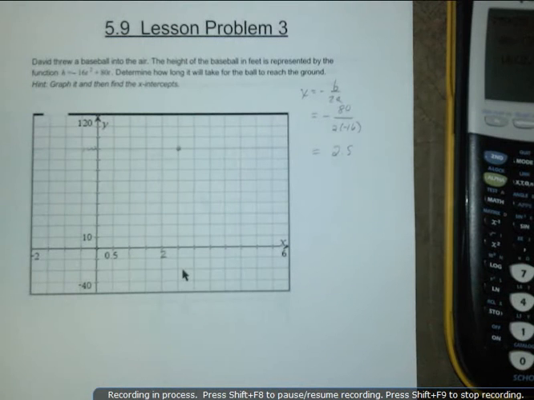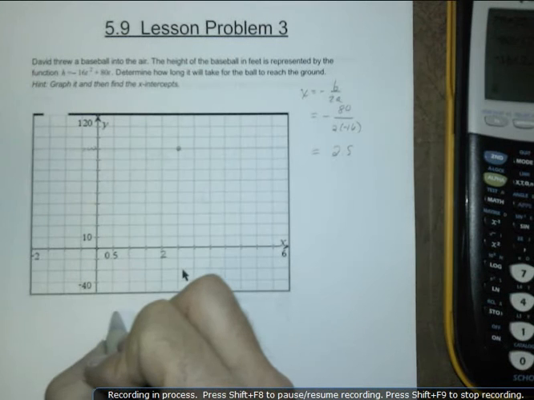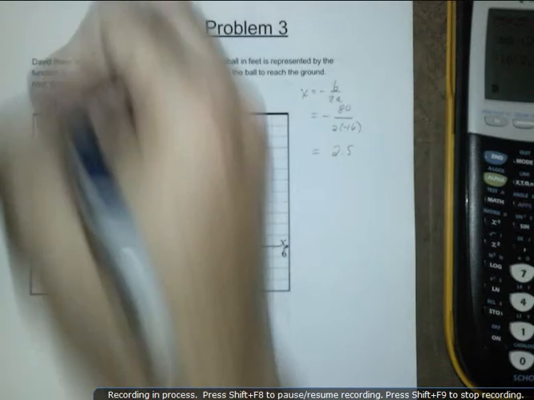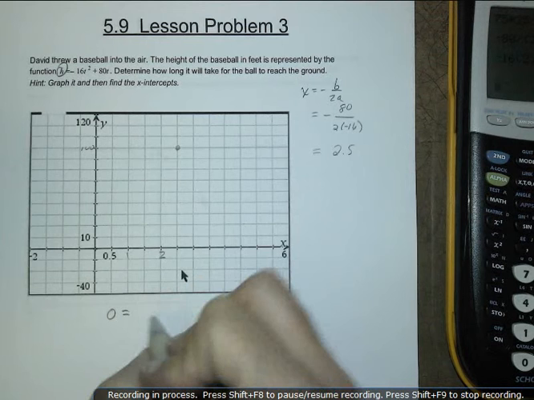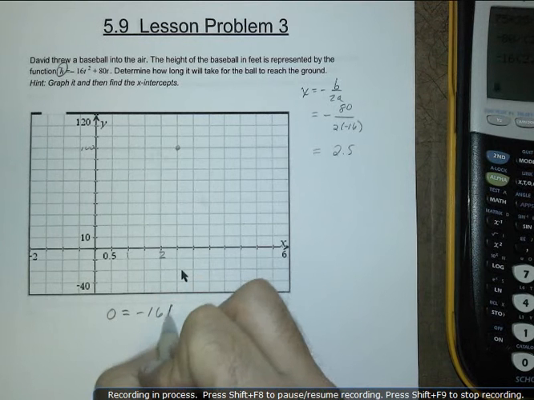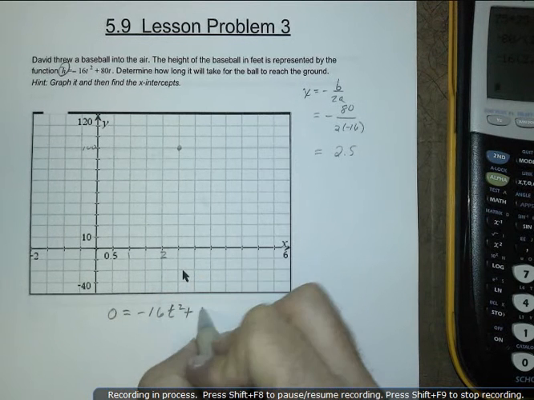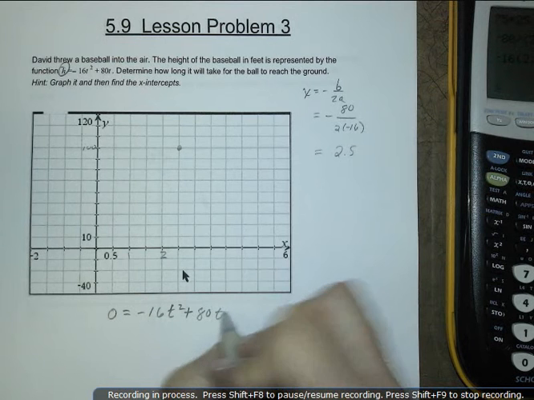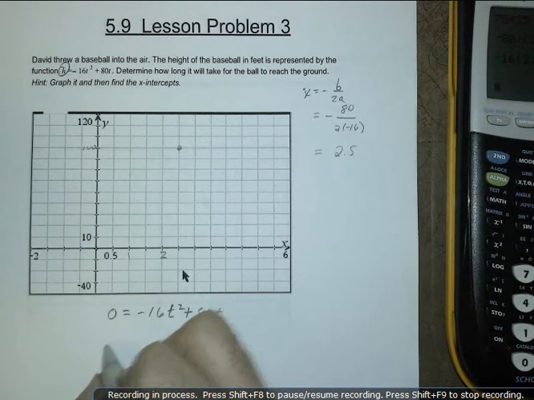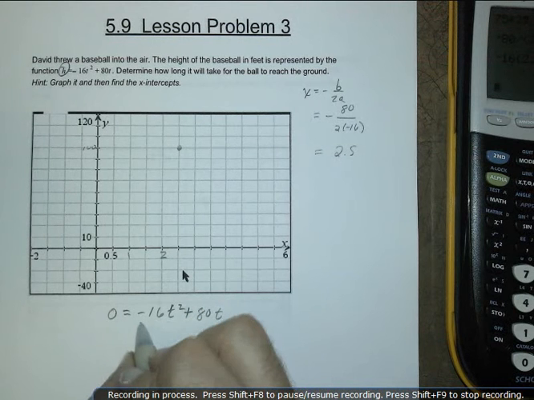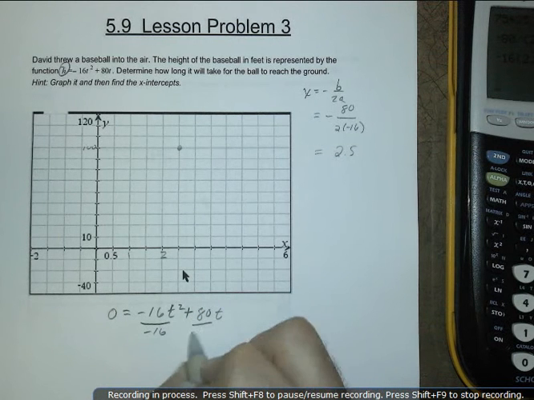I also have to find my intercepts. So we need to find the intercepts, and it's all about h. The intercepts are when h equals 0. That means it's on the ground. You can solve this a number of ways. I would recommend factoring. Probably the first thing you want to do is divide out by that negative 16. That will make it a little easier to do.